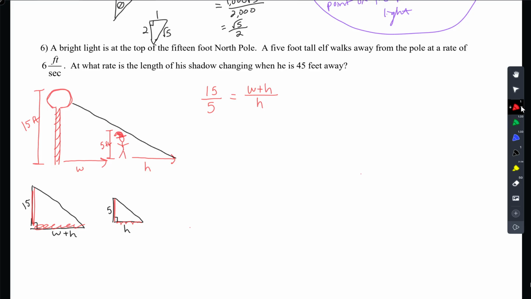Oh, I got to get all my stuff. What's the stuff in here that they gave me? I got the 15, I got the 5, I got a rate. Okay, so I have to figure out what thing that is. Walking away at a rate. So the walking is the W one, right? So that'll be dW/dt equals 6. And then what length of the shadow? Okay, so that'll be dH. When he's 45 feet away from the pole, I'm assuming, right? So that'd be W is 45 is the question.